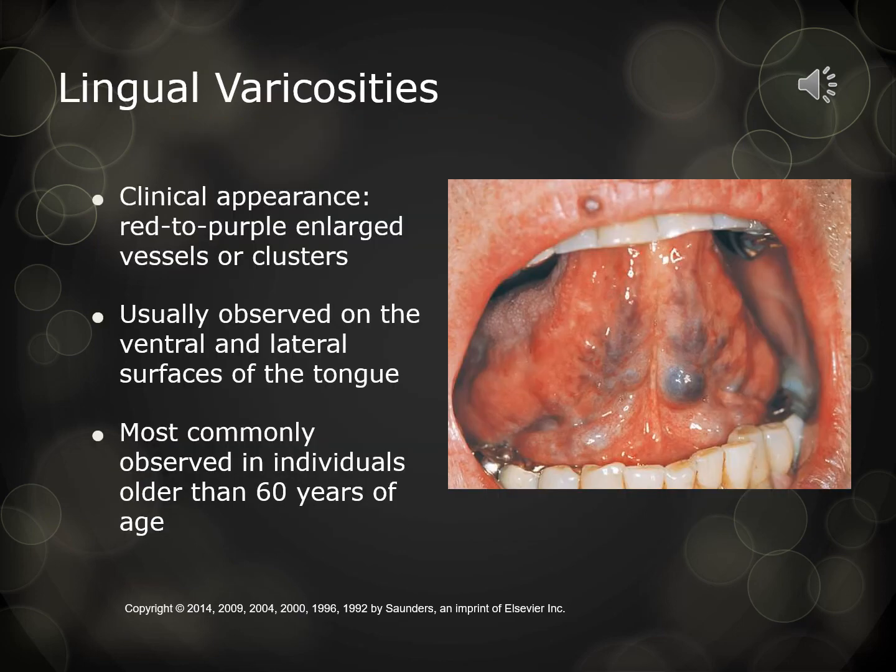Lingual varicosities. Their appearance is red to purple. They're very enlarged, and they are in clusters. They appear on the ventral, which is the underside of the tongue, and lateral surfaces of the tongue. They're most commonly observed in individuals that are 60 years old or older, that have predominant varicosities on their legs, and also have a history of smoking and cardiac problems.